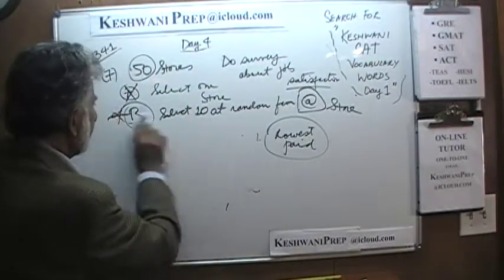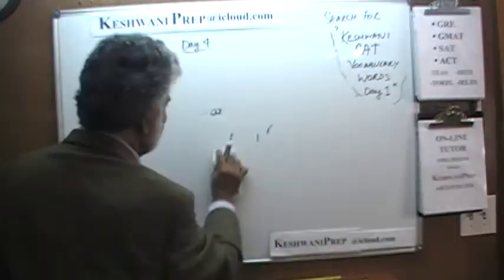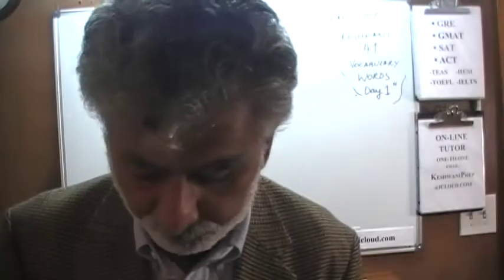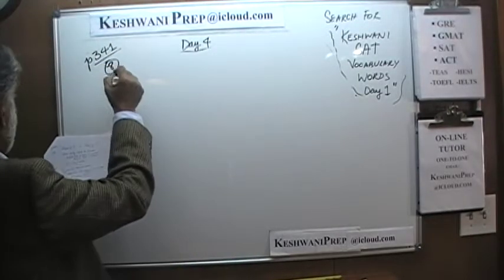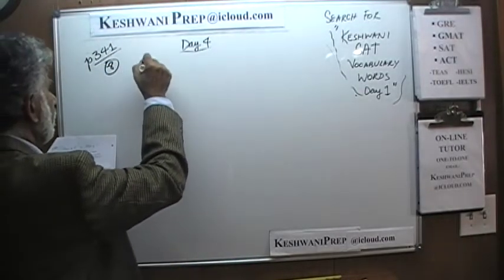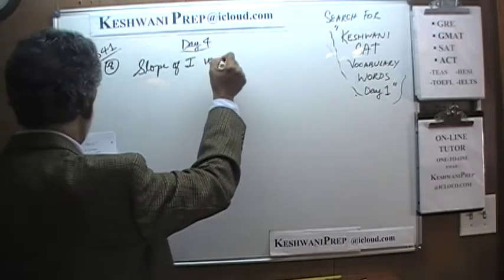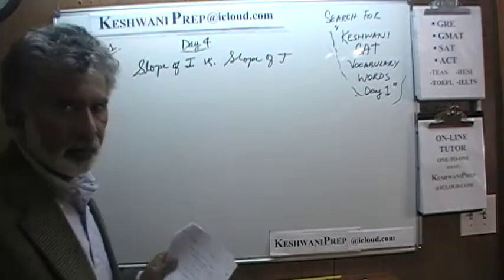It was a lot of lecture. A lot of sermon for something very simple. In number 8, we are told that the slope of I... we're not told anything. Actually, we're being asked to compare the slope of I versus the slope of J. And this is what we're told.